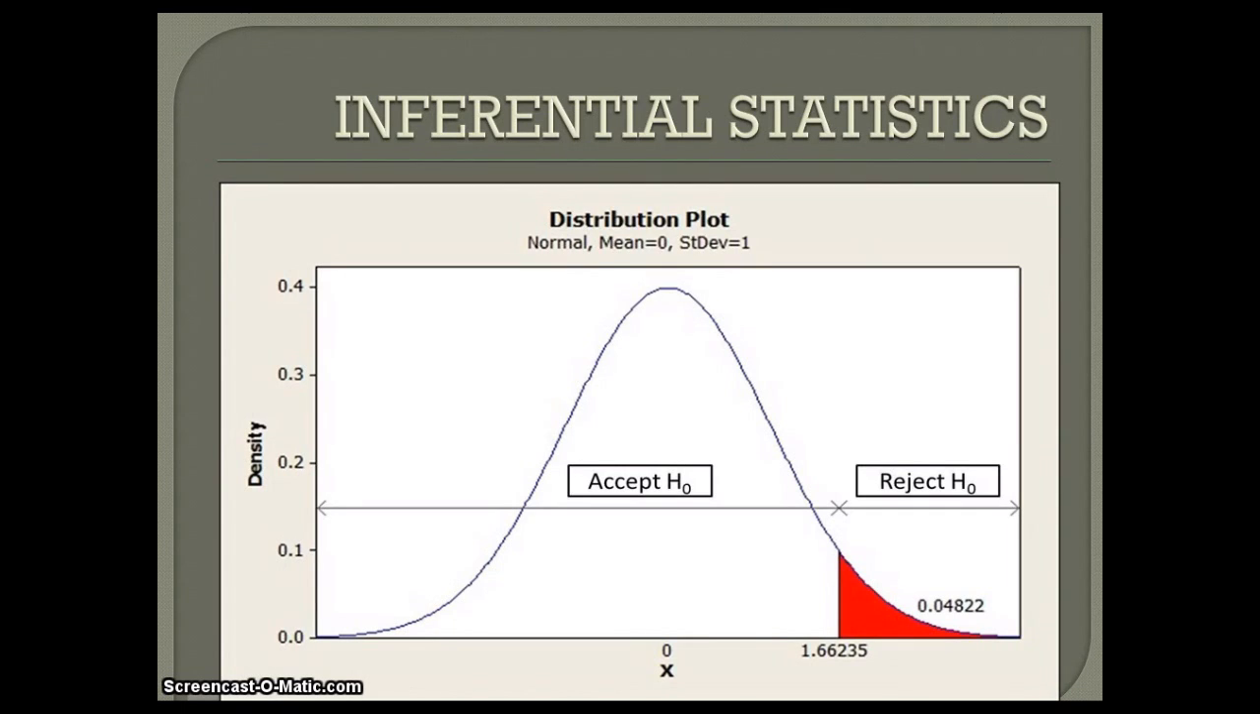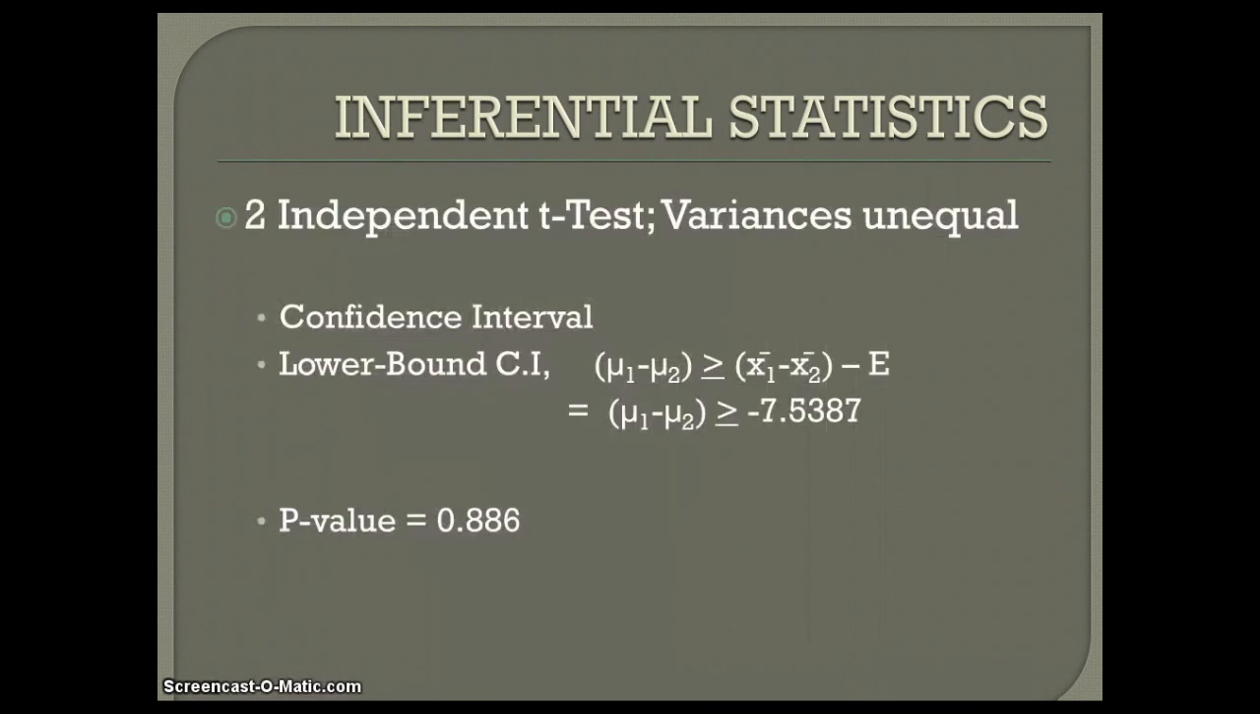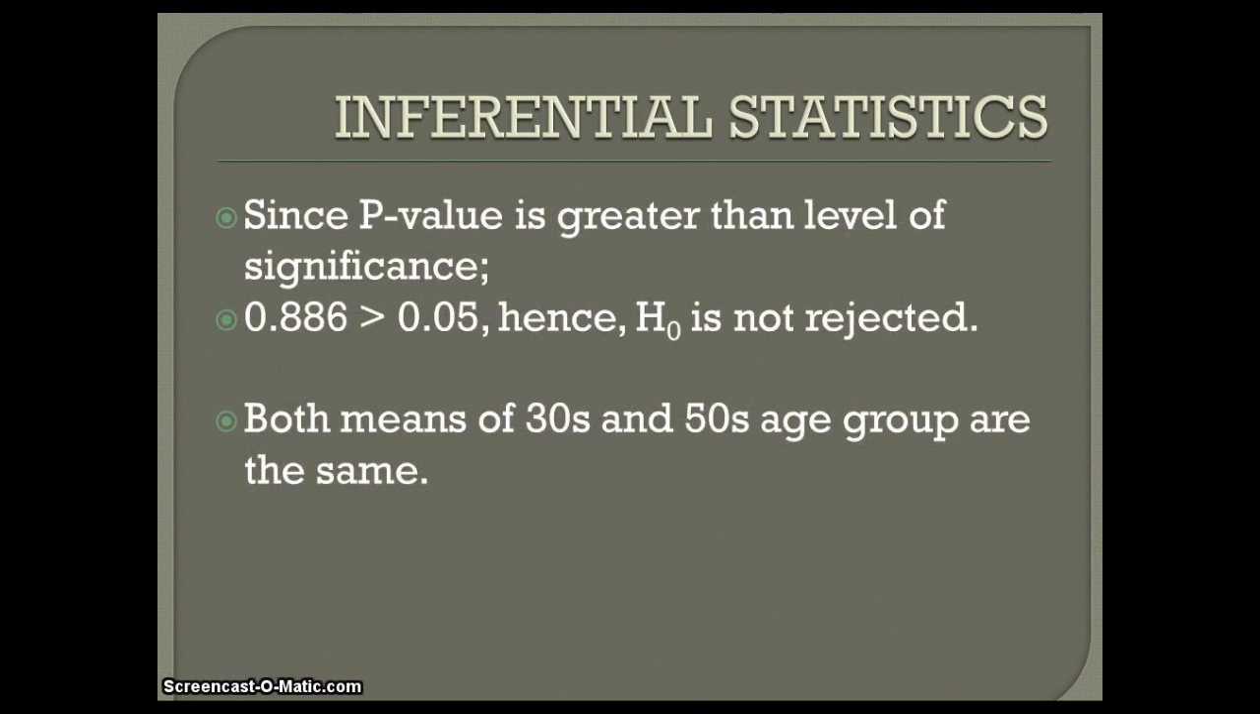This is our right-tailed t distribution showing the critical regions. If H0 falls within the critical region, H0 is rejected. Therefore, since the test statistic is not within the critical regions and the p-value is greater than the level of significance, H0 is not rejected. This means that the mean heart rate of young adults in their 30s is the same as the mean heart rate of middle-aged adults in their 50s. The 95% lower bound confidence interval was constructed, and the p-value is equal to 0.886. Since the p-value is greater than the level of significance, H0 is not rejected. Therefore, both means of the 30s and 50s age groups are the same.